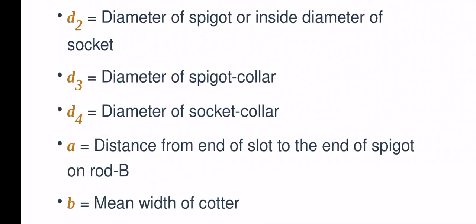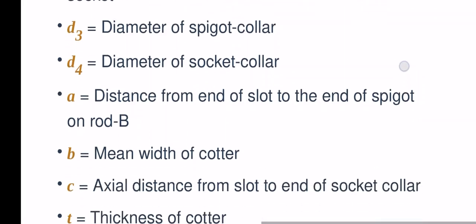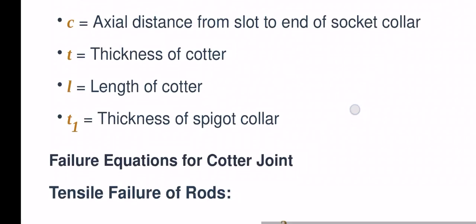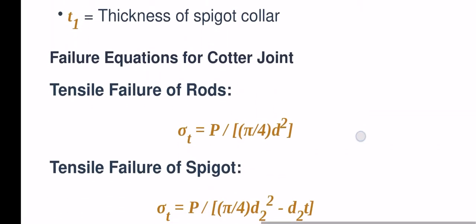a, distance from end of slot to the end of spigot or rod. b, mean width of cotter. c, axial distance from slot to end of socket collar. t, thickness of cotter. l, length of cotter. t1, thickness of spigot collar.